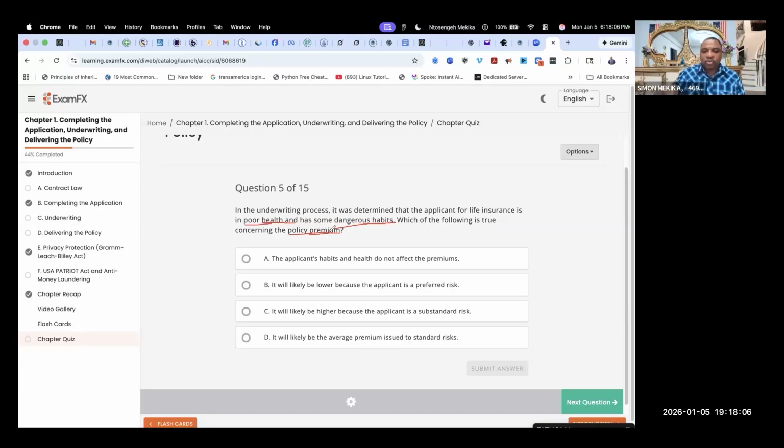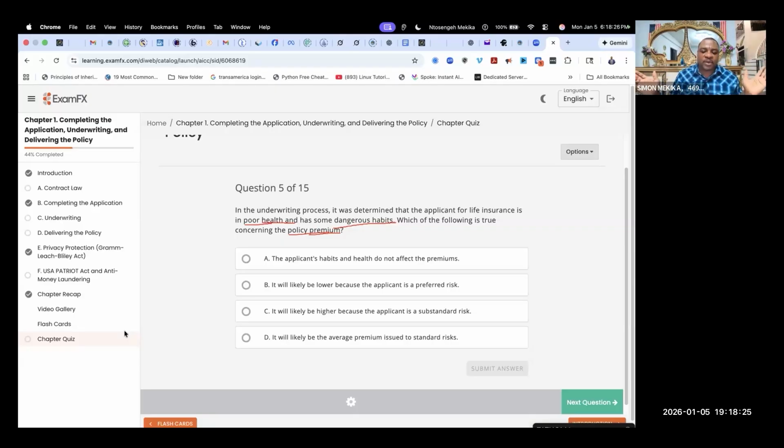What is the relationship of these to premium? Which of the following is true concerning premium? Sometimes it may be false, so be careful with this word. If it is false, then you'll be looking at the opposite. But here I say, which is true concerning premium? So let's go now. Read the answer choices.